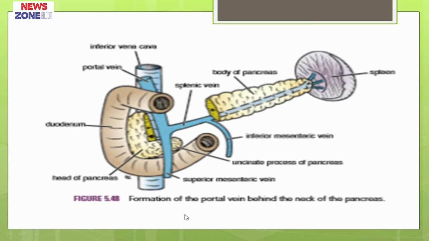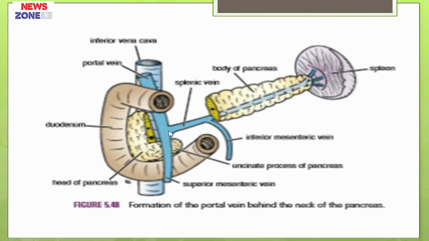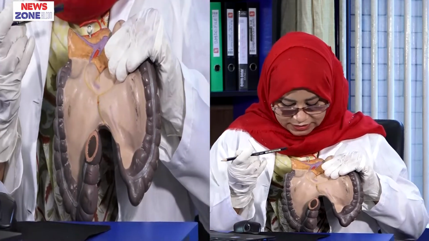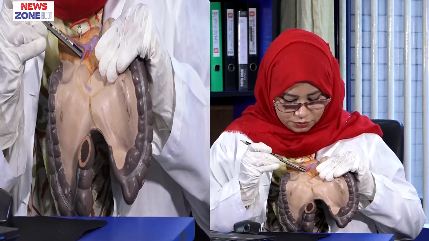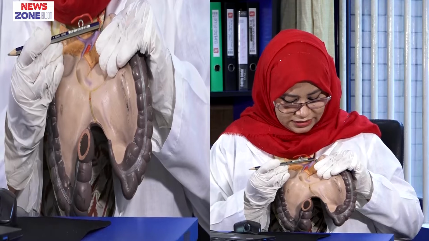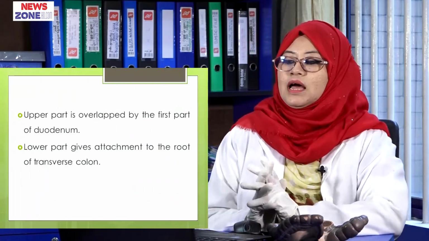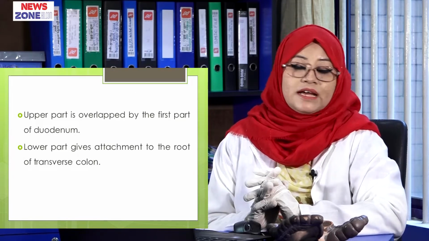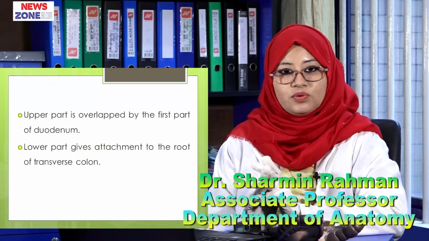In this figure, we can see this is splenic vein and this is superior mesenteric vein, which collectively form the trunk of portal vein behind the posterior surface of the pancreas. In this model, we can also see this is splenic vein and this is superior mesenteric vein, which collectively form the portal vein. Upper part is overlapped by the first part of the duodenum and lower part gives attachment to the root of the transverse colon.